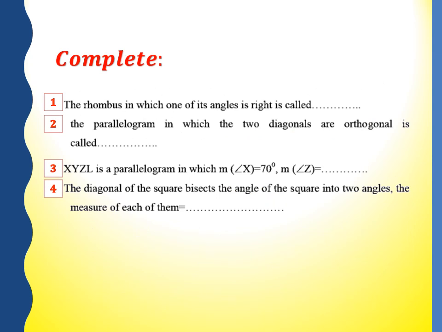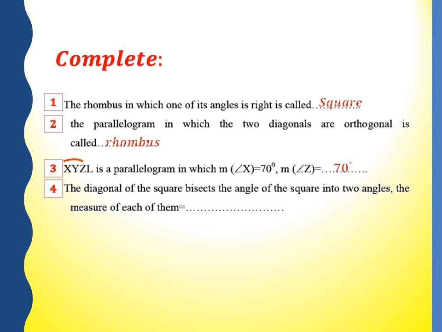Here let's complete. The rhombus in which one of its angles is right is called a square. The parallelogram in which the two diagonals are orthogonal, meaning perpendicular, is called a rhombus. XYZL is a parallelogram in which the measure of angle X is 70 degrees, and I need to find the measure of angle Z. Here the measure of angle Z equals the measure of angle X, as they are opposite angles. Then Z also equals 70 degrees.